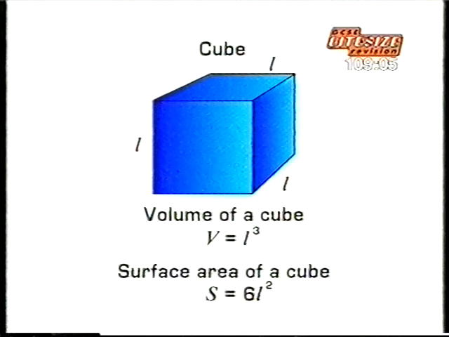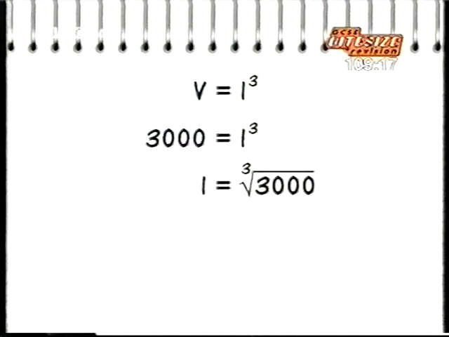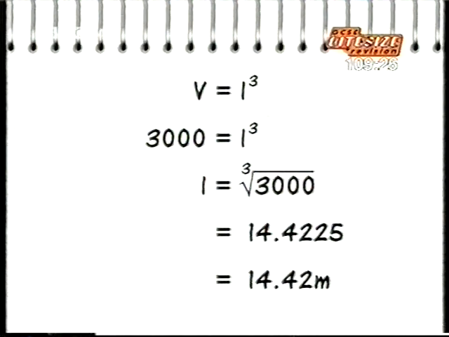So what is the length of side L for a cubic balloon whose volume is 3,000 cubic metres? The volume V, 3000, equals L cubed. So L equals the cube root of 3000, which is 14.4225, or to the nearest centimetre, 14.42 metres.